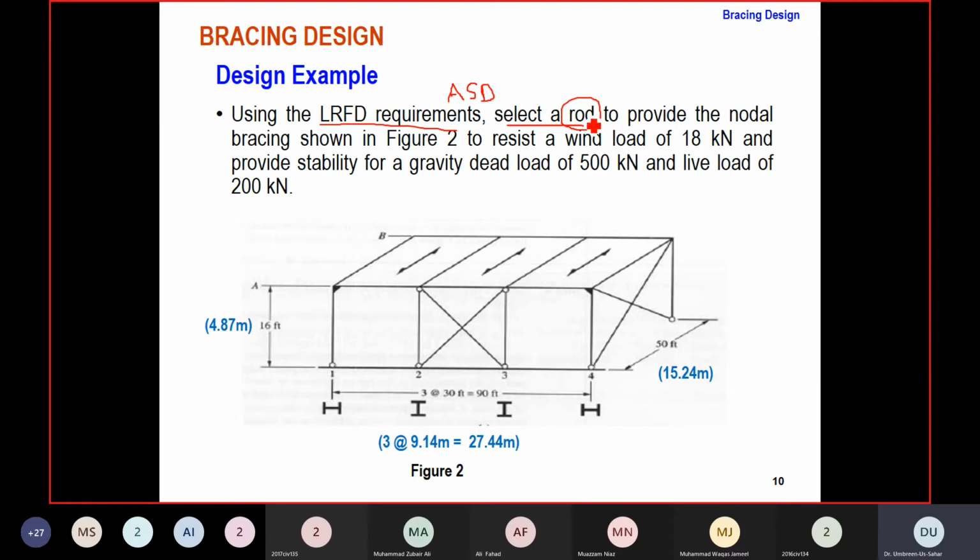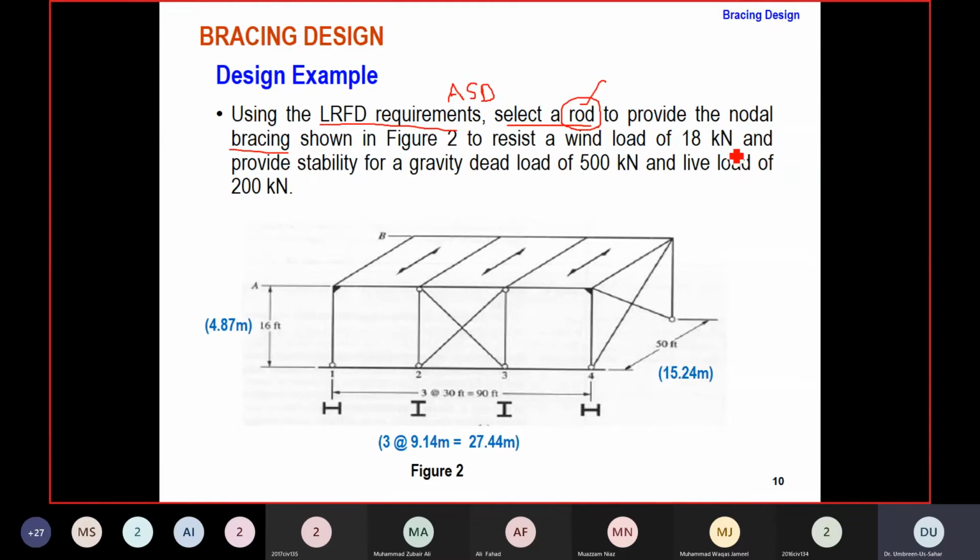ठीक है, अगर नहीं तो फिर आप रॉड निकालें, but the formula will remain same. Just till ABR, the formula you have to take will be different, depending on how you calculate ABR, the area of the brace. Rest will remain same. ठीक है, so rod, let's suppose in this particular example we are using the rod to provide the nodal bracing.